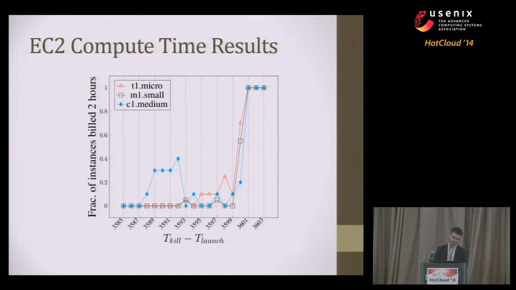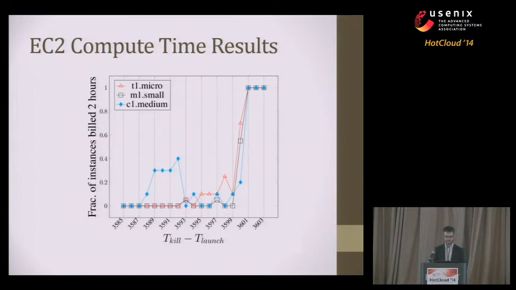So it's a lot of trial and error. On the y-axis here, we have the fraction of instances billed for 2 hours. And on the x-axis, we have the interval between the instance launch timestamp, which is actually provided by EC2, and the time we issue the terminate API call in seconds. This was the interval that most closely correlated with the billing outcome for EC2, more than any other interval.